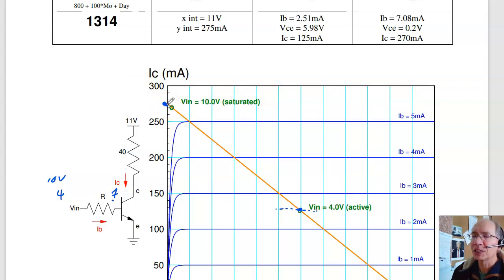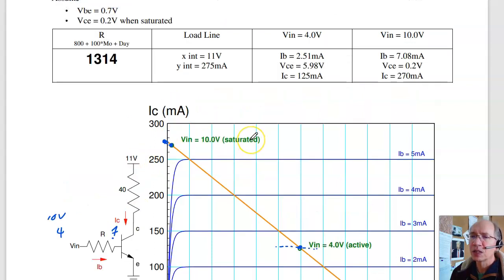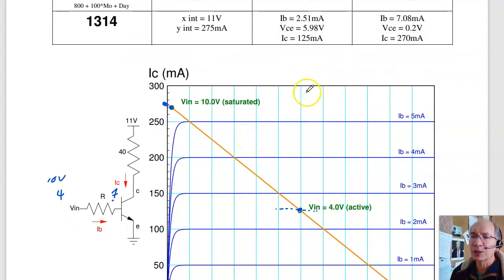That's physically impossible. I also can't quite get to 0. Instead, I saturate at about 0.2 volts. If VCE is 0.2 volts, the current is 11 minus 0.2 over R, 270 milliamps. So that's what you should get for number 4. Again, your answers depend upon R, but same idea.